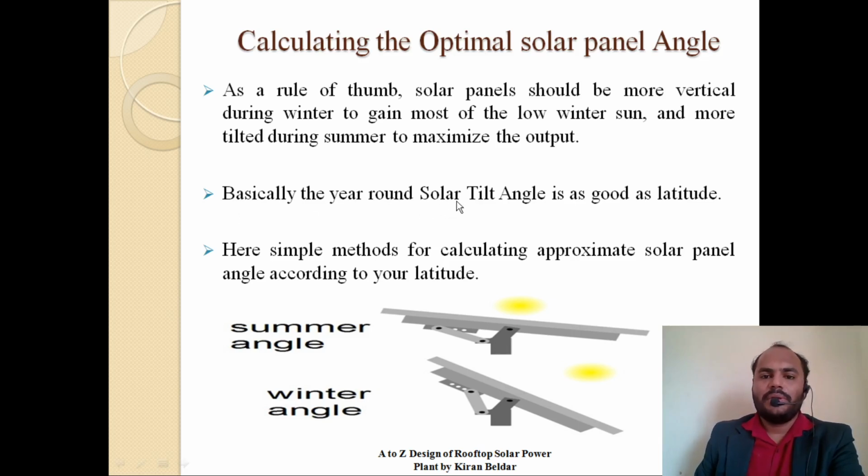Basically, the year-round solar tilt angle is as good as the latitude angle. In most solar installations, the installer sets the tilt angle the same as the angle of latitude. But to get accurate power, or to get maximum power, we should modify this formula.